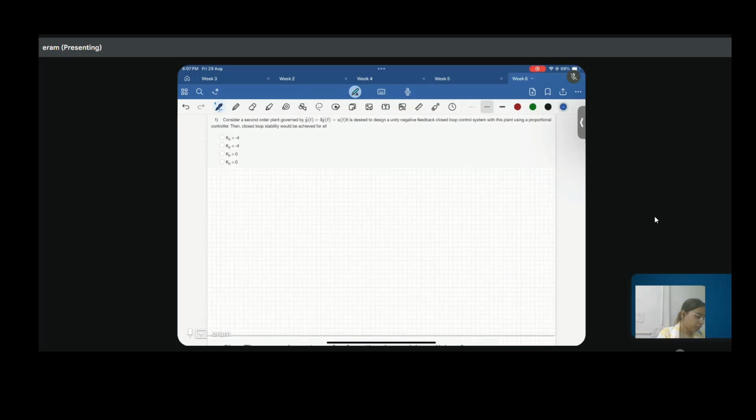a revision type of question where we are given a second order plant whose dynamics is y double dot plus 4y dot equals to u(t), and we need to design a unity negative feedback closed loop control system using a proportional controller. Then for stability, what should be the value of k, or what should be the range of k?